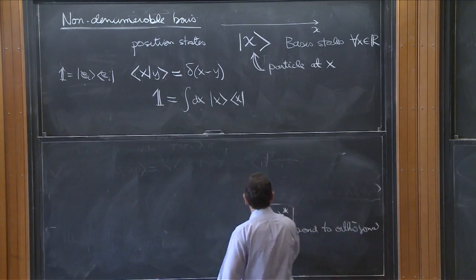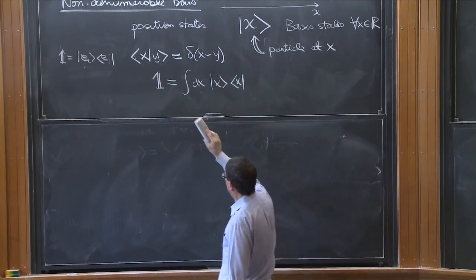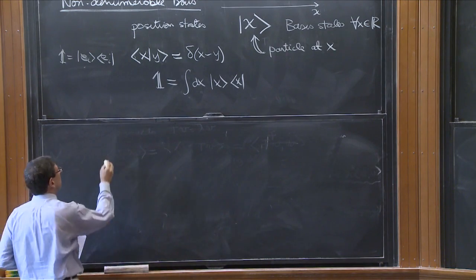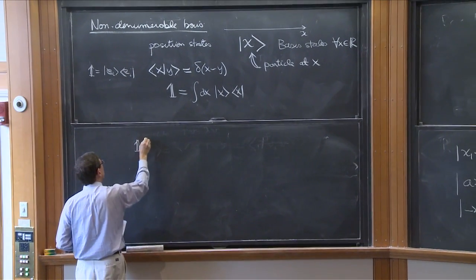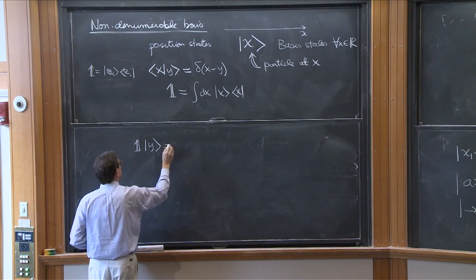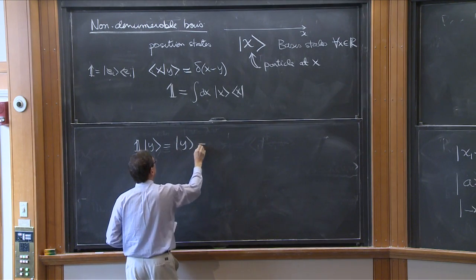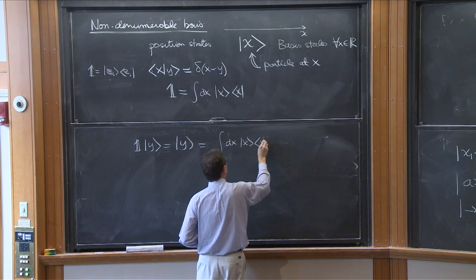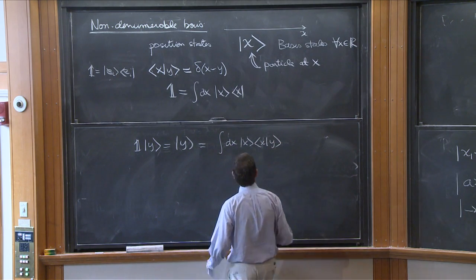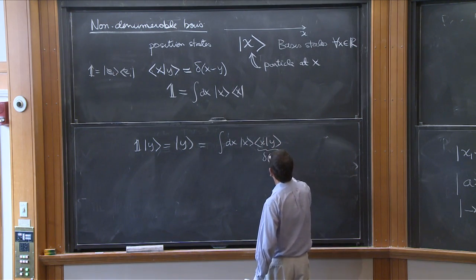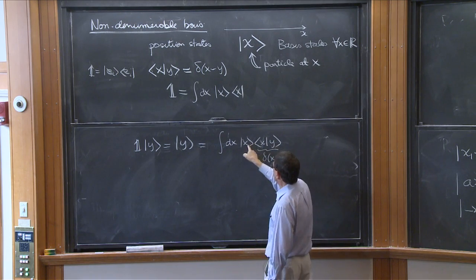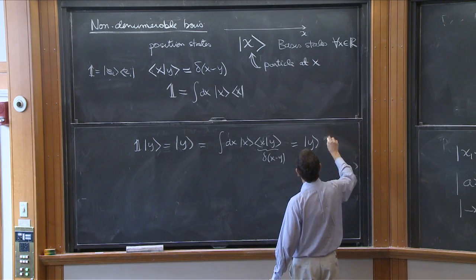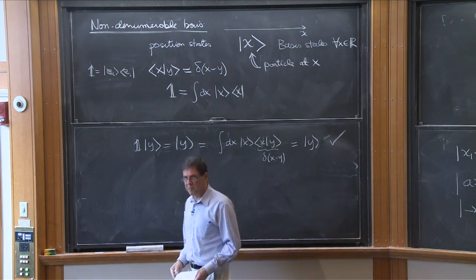So let me do it. Act on this so-called resolution of the identity with the vector |y>. So 1 on |y> is equal to |y>. And now let's act on the right. The integral of dx |x><x|y>. This <x|y> is delta of x minus y. And then when you integrate, you get |y>. So we're fine.